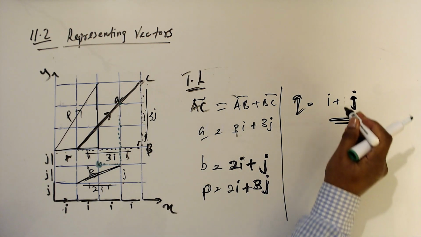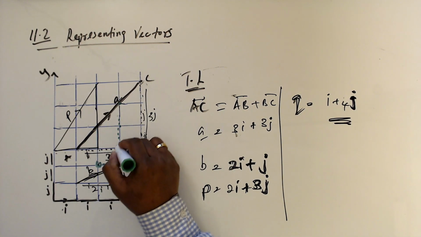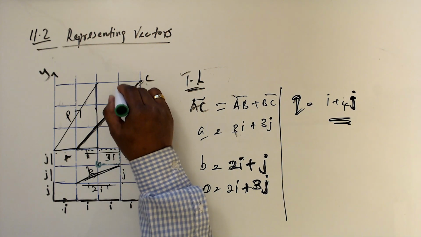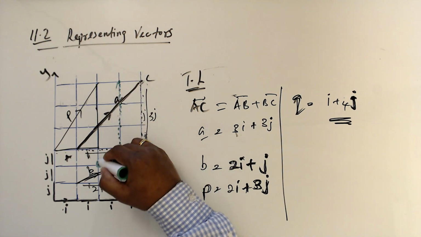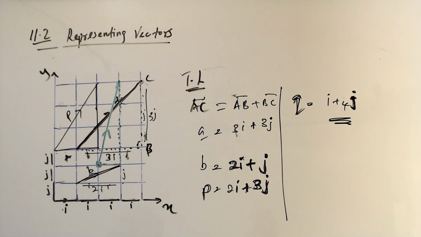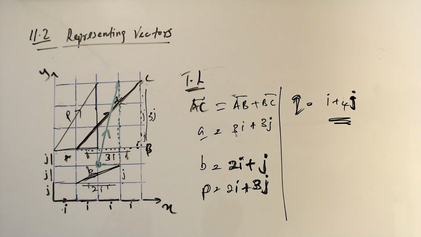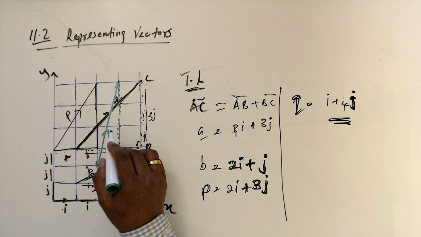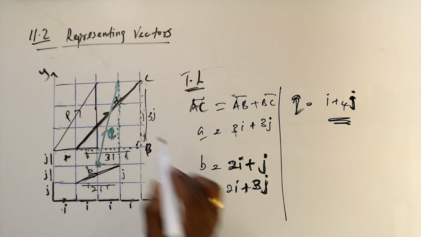3j. So 1, 2, 3, and 4. So what is the vector now? This is the vector. If you start from here, it's going to end here. So the starting point belongs to here. So this is the vector Q.